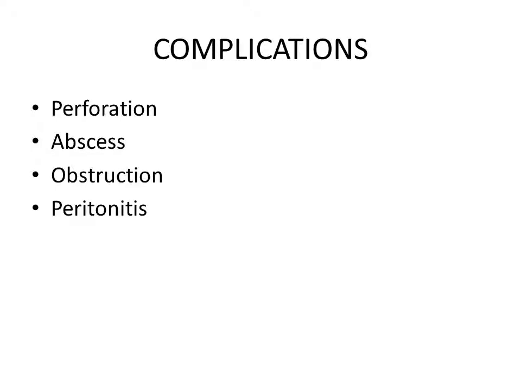Now, what are some of the complications we have with appendicitis? One of them really is perforation. If it perforates, this could lead to collection of pus, and then this leads to abscess formation, and can also lead to peritonitis. And in rare cases also, appendicitis can be a cause of obstruction in the bowels.